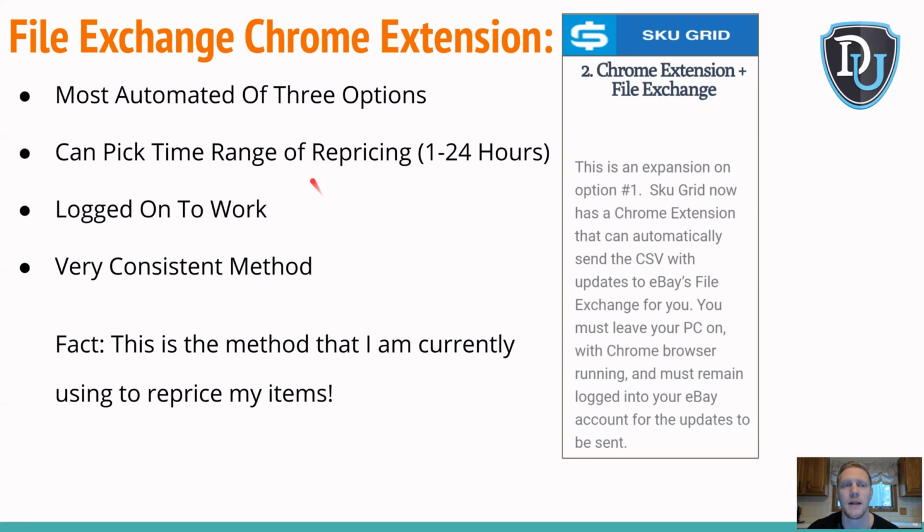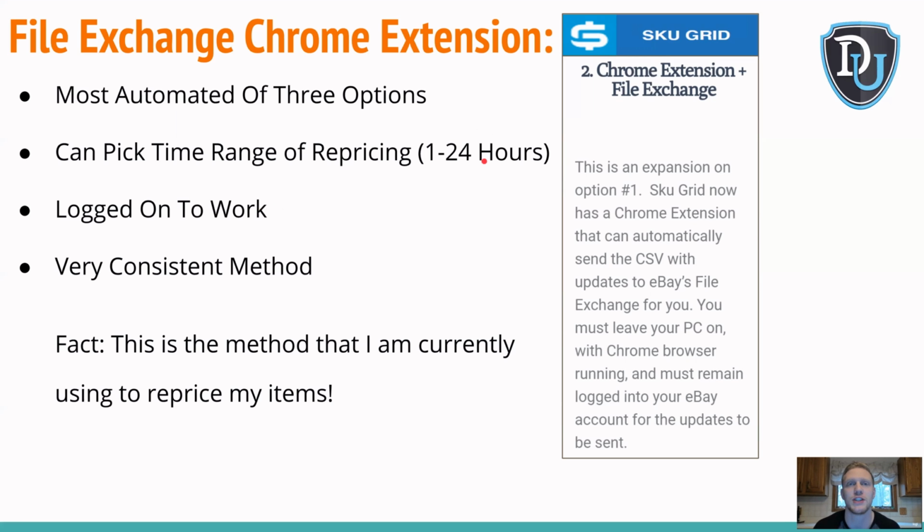So it's the most automated of the three methods that I've showed in this video. You can pick a time range of repricing. So instead of you having to go in there and do it manually every so many hours, you can pick a time range, whether you want to reprice once every hour or once every 24 hours. I personally do once every 3 to 4 hours, depending on how many credits I have or if I want to save them, but I usually just buy more credits. Doesn't really matter. So I've noticed that when you're using obscure suppliers, there's a lot less price changes.